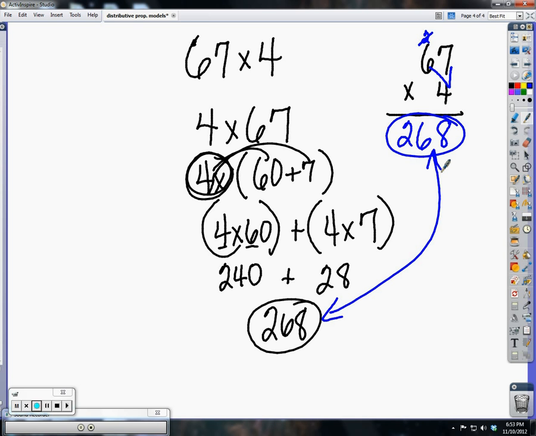So when you write it out, it appears the distributive property looks much, much longer. However, some people find breaking apart the problem into simpler numbers to work with a little bit easier than doing the standard algorithm. Hopefully, the distributive property will help you with your multiplication.